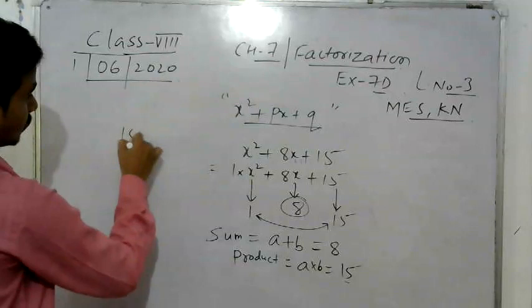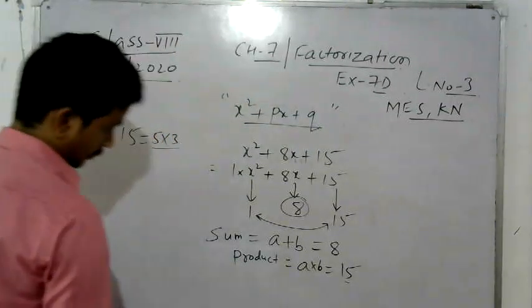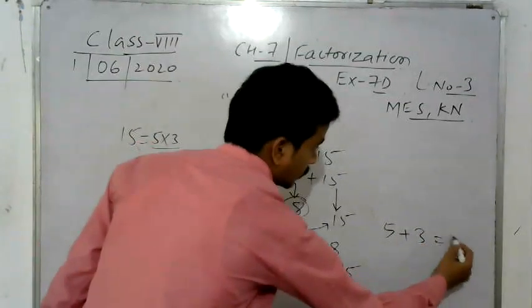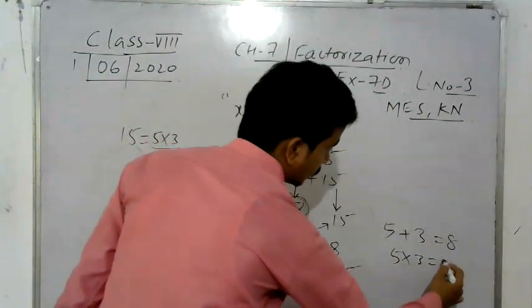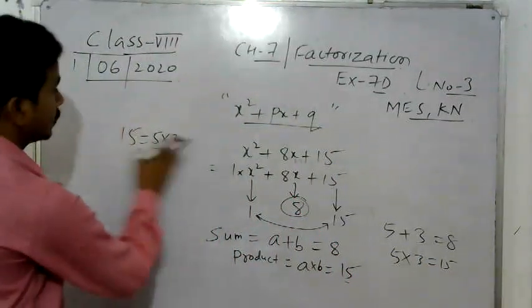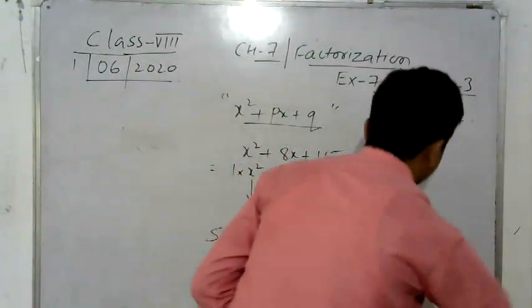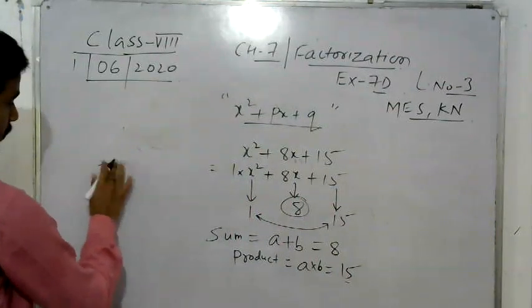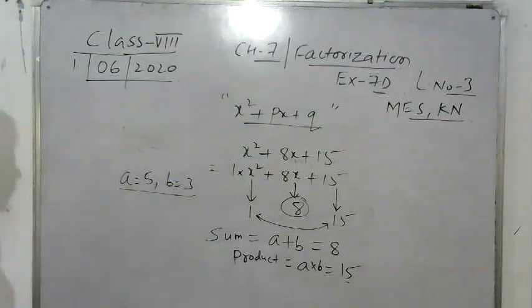Find two numbers whose sum is 8 and whose product is 15. So break the 15. We can write 15 as 5 into 3. 5 threes are 15. So if we take two numbers, 5 and 3, and add them, what will you get? You will get 8, and if you multiply 5 and 3, you will get 15. So the two numbers are 5 and 3. So here a is equal to 5 and b is equal to 3.